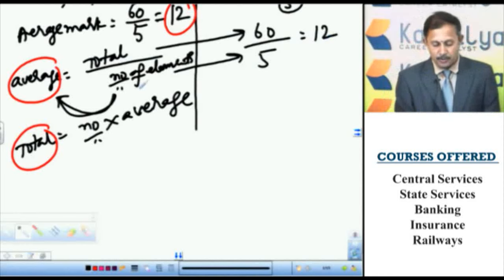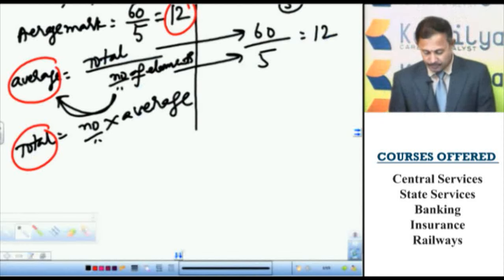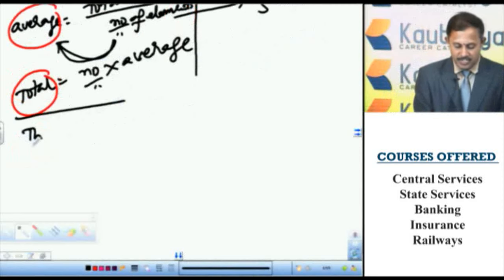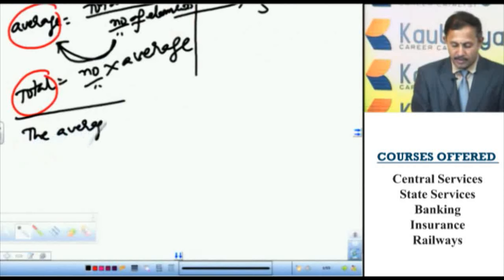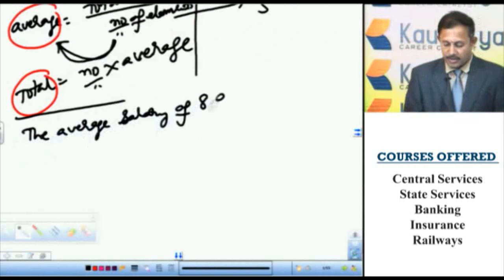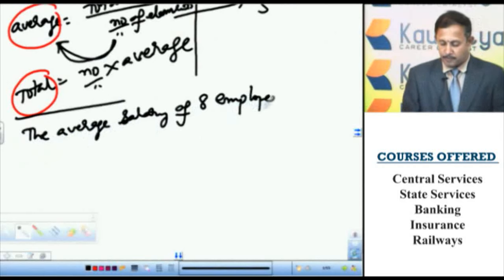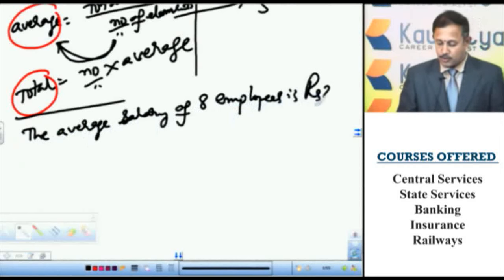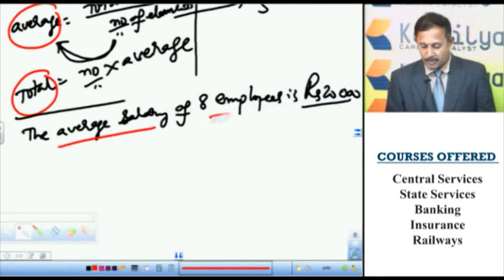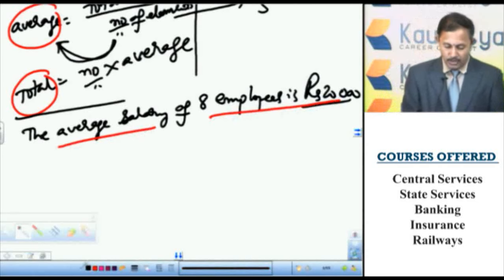Next, what is the second formula? Total is equal to number into average. And I give one more example of how to make use of the second formula. Suppose this is the data. The average salary of 8 employees in a group is 20,000 rupees per month. So in a group there are 8 employees and the average salary is given as 20,000.